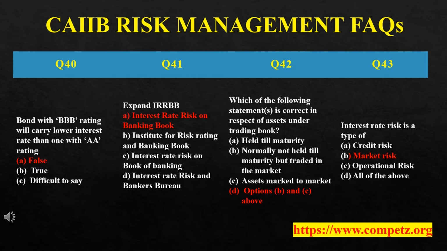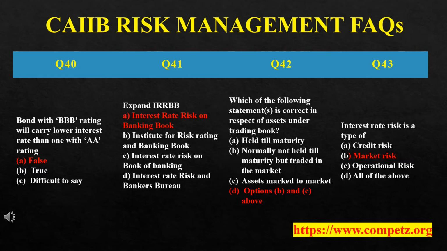Moving back to the next question, which of the following statements is correct in respect of assets under trading book? See, there are given options here. The answer is the last option, that is D, which comes from options B and C above. So what are the options B and C? We will see here now.